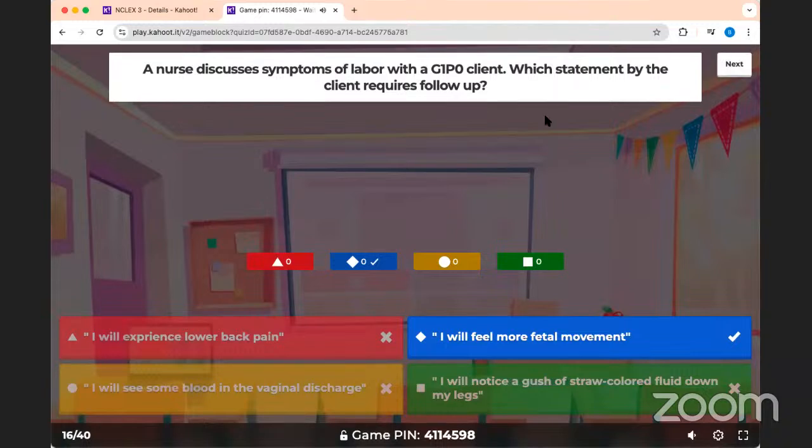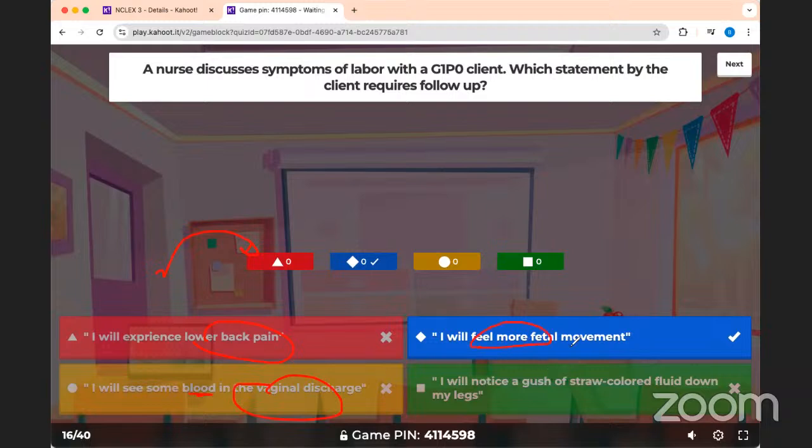So, let's discuss the symptoms of labor. That means which of these require follow-up, which of these is not true labor, right? I will experience lower back pain. Yeah, it moves from your back to the front of the abdomen. You may have some blood show, right?